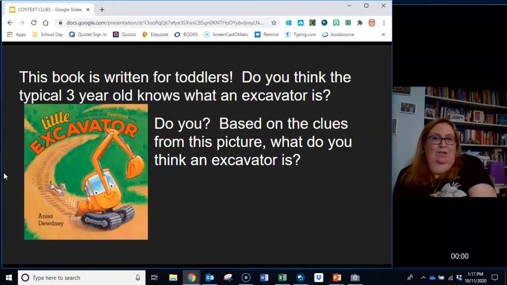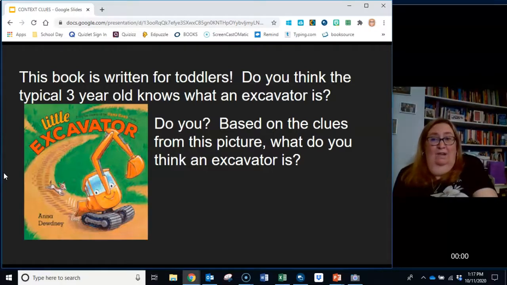But I can look at this picture. It says little excavator, and I think they put the dog on there not to make you think the dog was the excavator, but to show you that machine is not so much bigger than that dog. It's little. So what do you think an excavator is or does? Well, it's a machine, and what do you think it does?